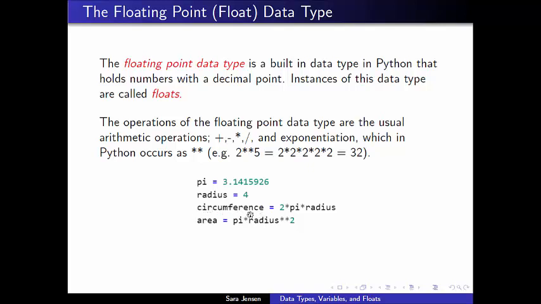Here I've defined a new variable called circumference, and the value that I want it to have is 2 times pi times the radius. That will put a value of 2 times 4 times 3.1415926 inside the variable circumference. And just as one more example of using that exponential notation, we could create a variable called area whose value is pi times the radius squared.